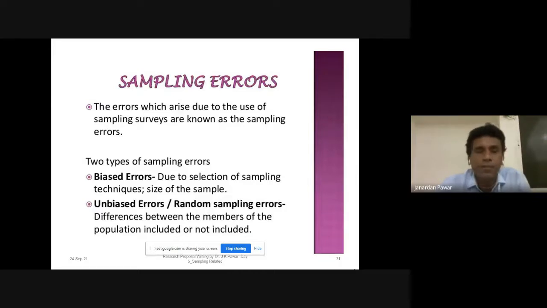So this much for sampling errors, and I hope we have seen the concepts regarding sampling. Then we have seen different methods of sampling, how to select a sample, the two main methods and their sub-methods, and sampling errors briefly. Now it comes to your research proposal.